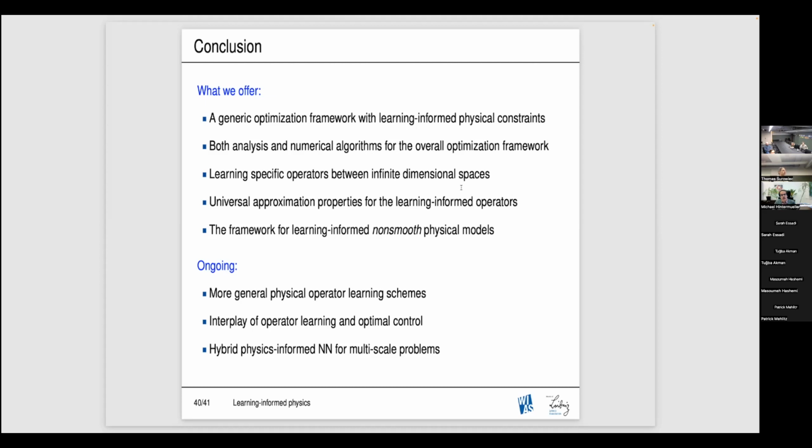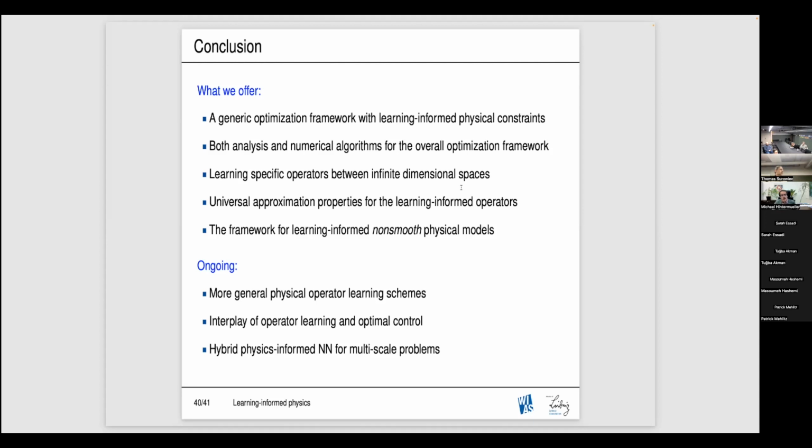We talked about a setting where we also learned operators between infinite dimensional spaces, and particularly true for this QMRI example. In a sense, in the first example for the Allen-Cahn equation, we use a hybrid model where we benefit from a non-neural-network solution technique, but we implant a neural network-based component. We talked about approximation theory for these operators, and I told you about the non-smoothness.